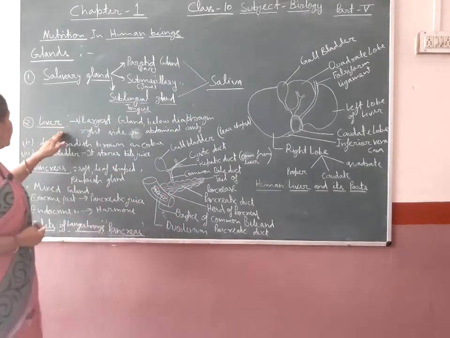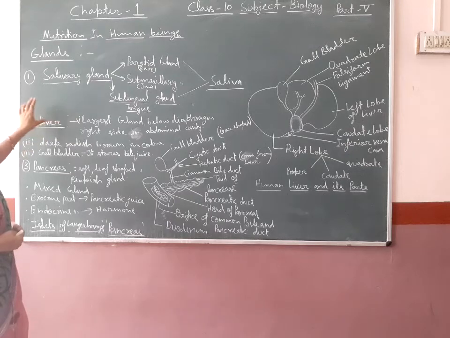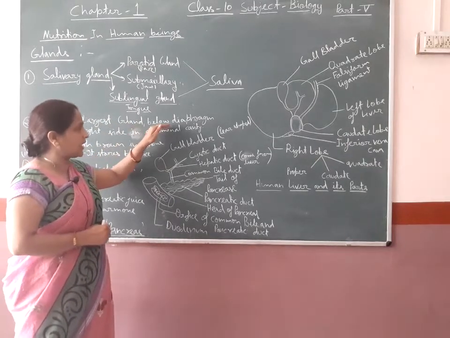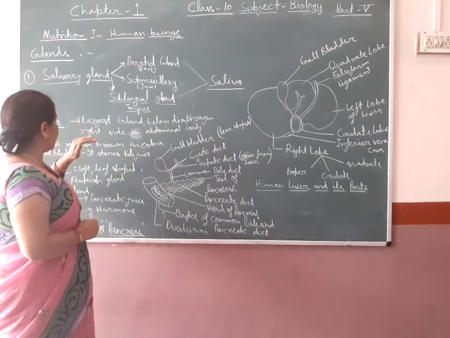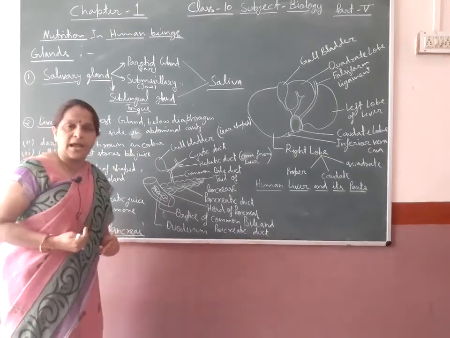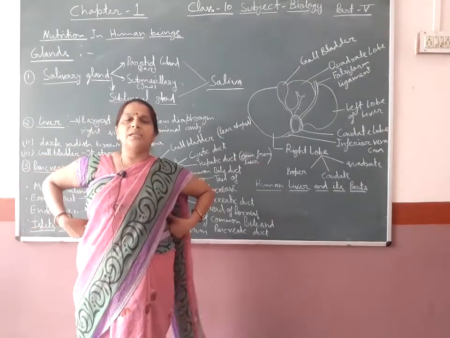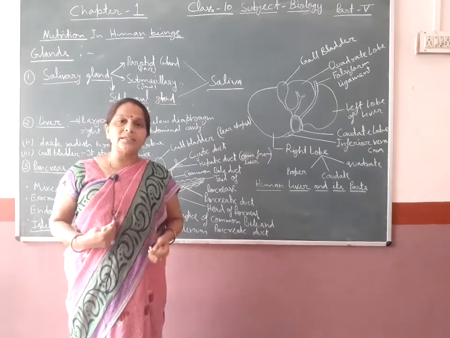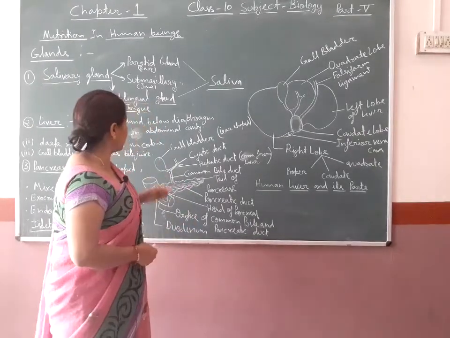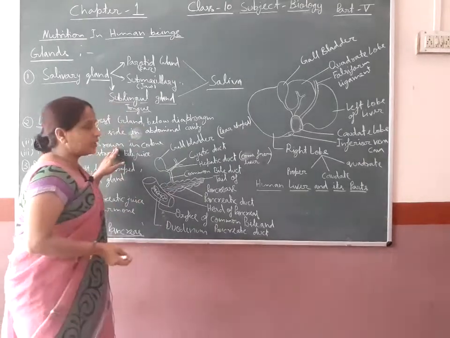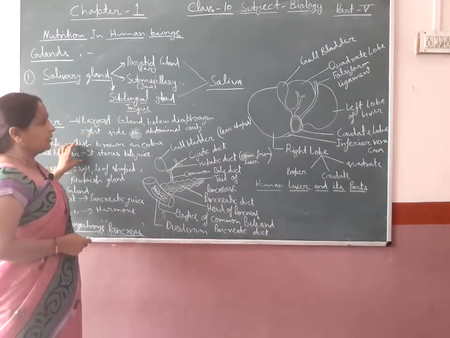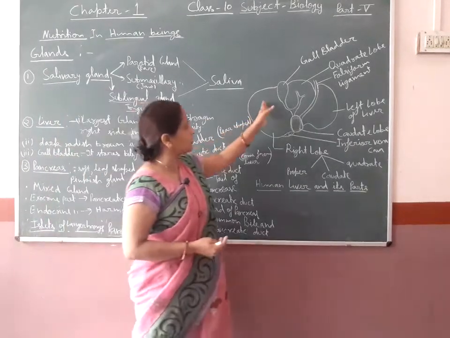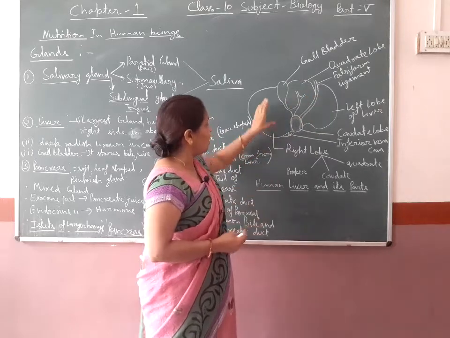So, second is the liver. The liver is also a digestive gland and it is the largest gland of the body. It is present below the diaphragm, on the right side of the abdominal cavity. This liver is dark reddish brown in color and it has a gall bladder. So, here is the structure of the liver.